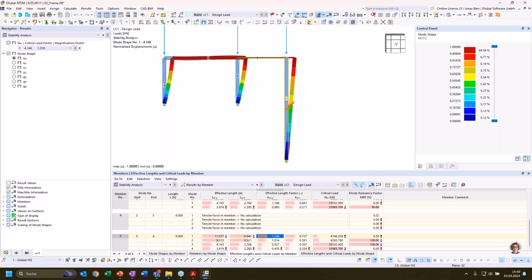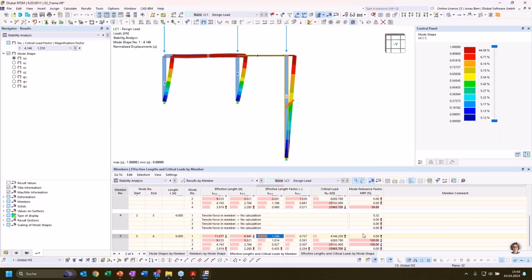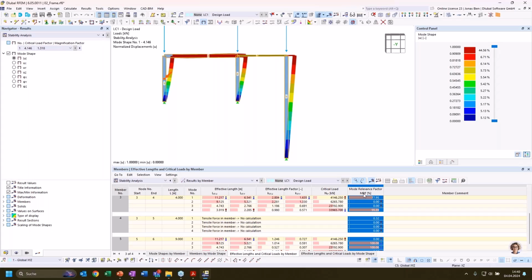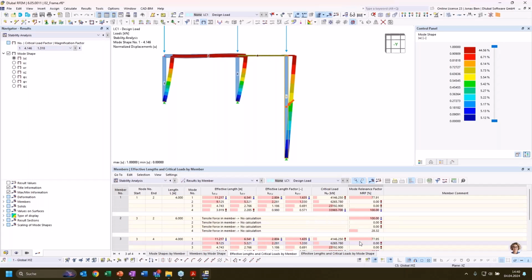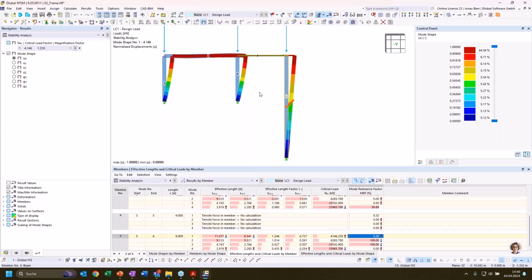And we have a new tool to more objectively classify it as rigid body motion, because when we look at the last column, we have this MRF value, the mode relevance factor, and this is a measure that takes into account the internal deformation energy of each member in each mode shape. If we investigate the mode relevance factor for member number 5 in mode shape number 1, we see that the factor is 0, which means that there's no internal deformation energy in this member, which means that it's just rigidly moving with the rest of the structure.